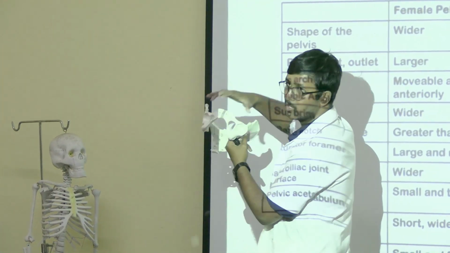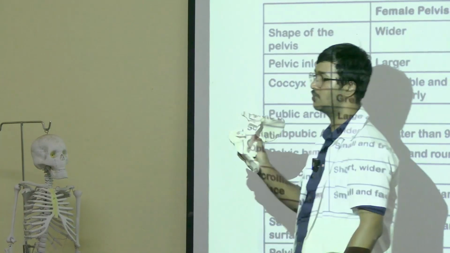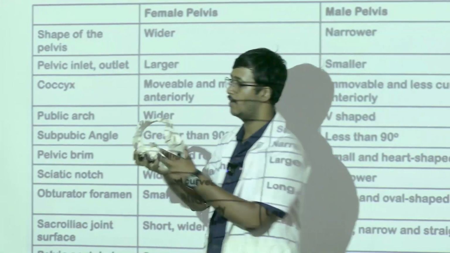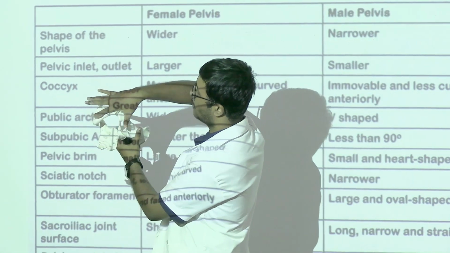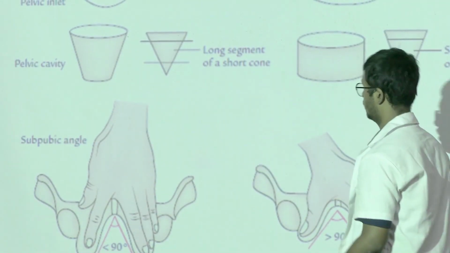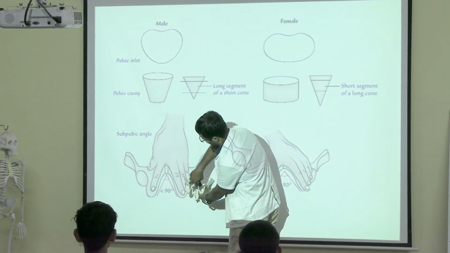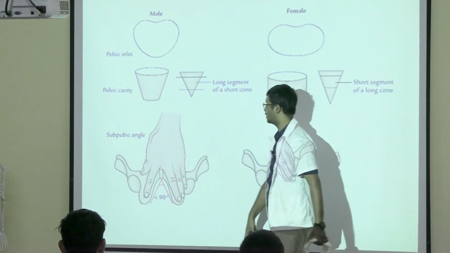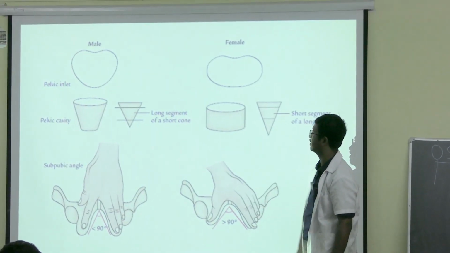But this is the pelvis of a female. This is a fiber pelvis only, but this is the shape of a female. So here we usually measure it by holding like this, which will be more than 90 degree. So see this. This is your subpubic angle. This angle is your subpubic angle. So this is in male less than 90 degree. In case of female, it is wider and more than 90 degree.